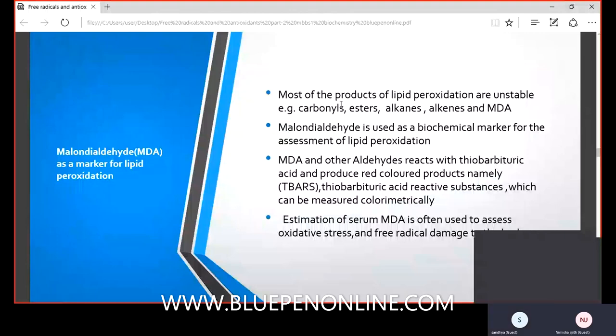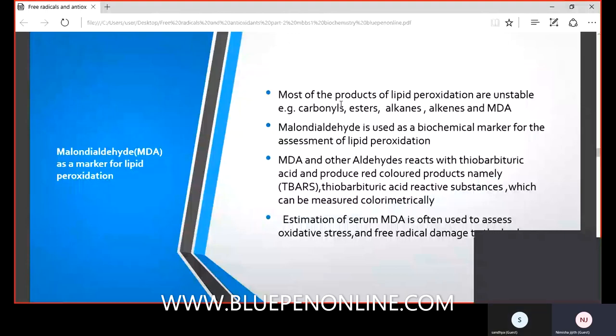What is the importance of malondialdehyde? It is used for assessment of lipid peroxidation. What is malondialdehyde, and how is it produced in our body? Almost all the products of lipid peroxidation are unstable. The final product of lipid peroxidation is MDA. Now it is clear. Then only we are entering into assessment.